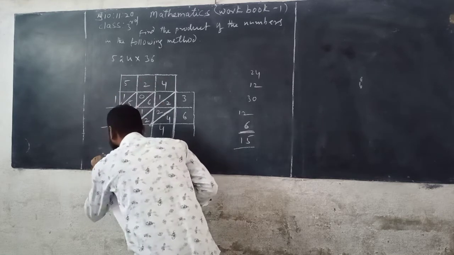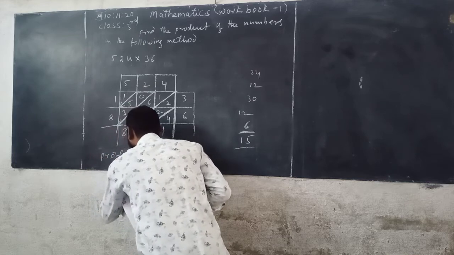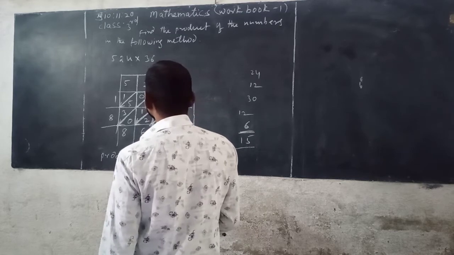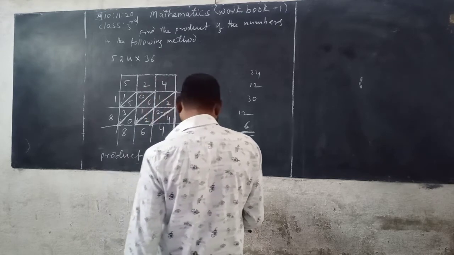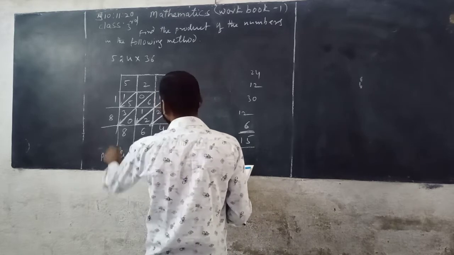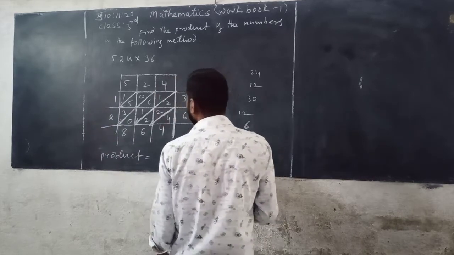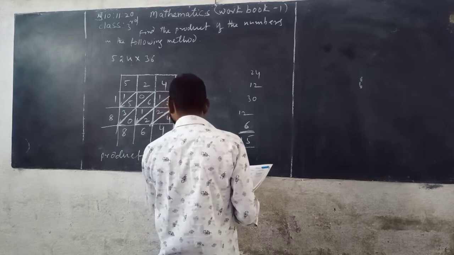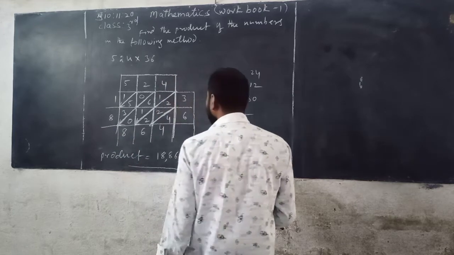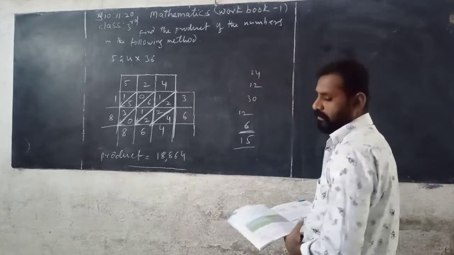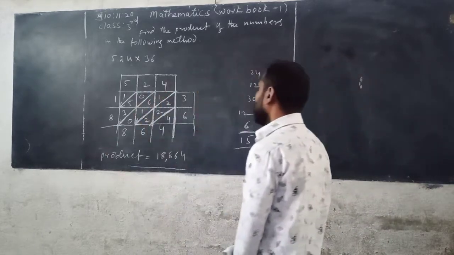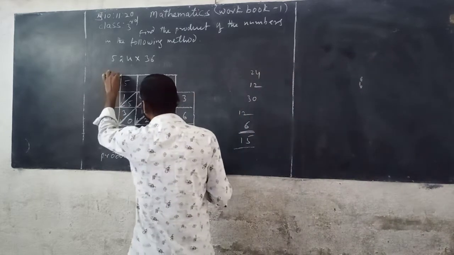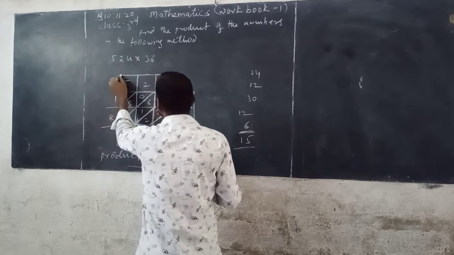Then the product of 524 and 36 is equal to, you can write from this to this: first 1, 8, 8, 6, 4. So 18,864. Did you understand? First you can form a table according to the problem.